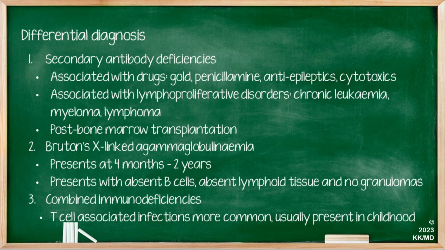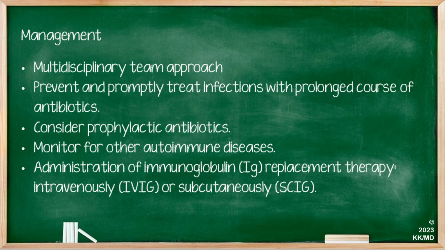Secondly, Bruton's X-linked agammaglobulinemia is also a differential for this condition, but this would present at 4 months to 2 years and would also present with absent B cells and absent lymphoid tissue and no granulomas. Combined immunodeficiencies, which we will talk about in a later video, are associated with T-cell-associated infections and usually again present in childhood.